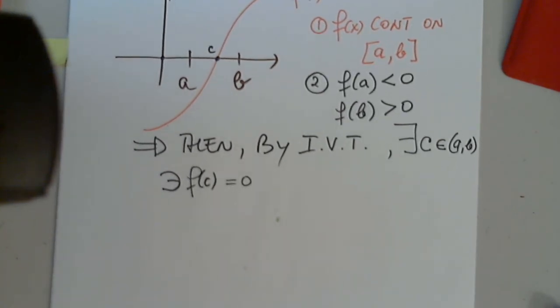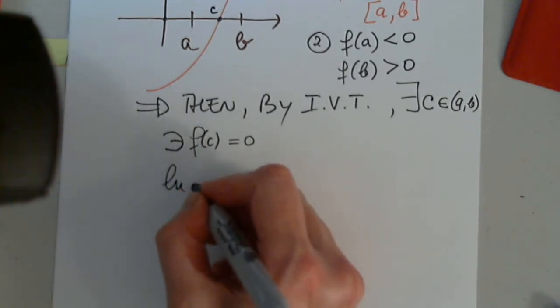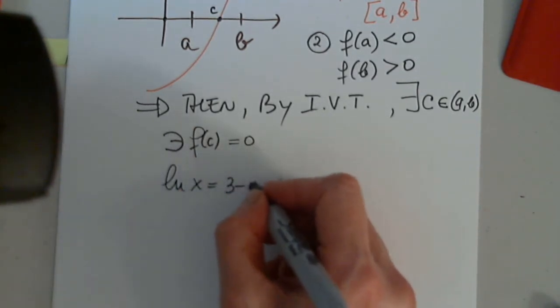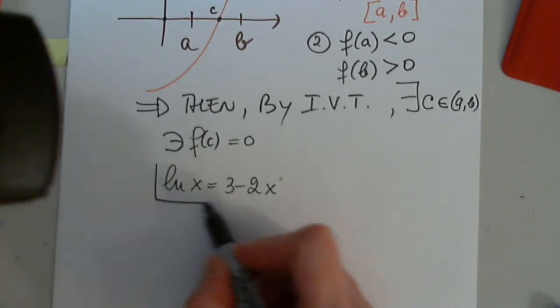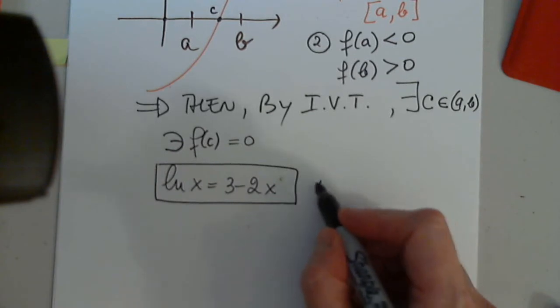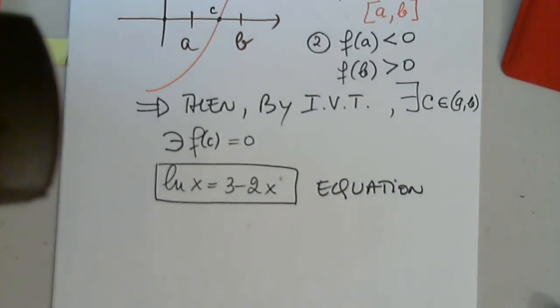So here's an example. We can go back to the book, or just say natural log x equals 3 minus 2x. So this is an equation. We cannot solve this equation by hand. We have no tools to find the solution or solutions.